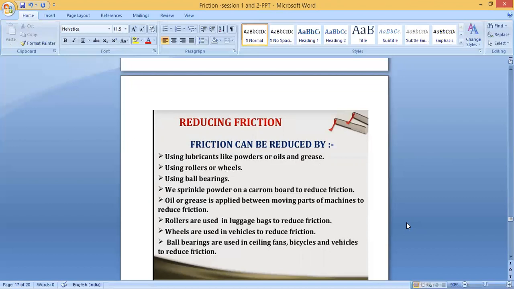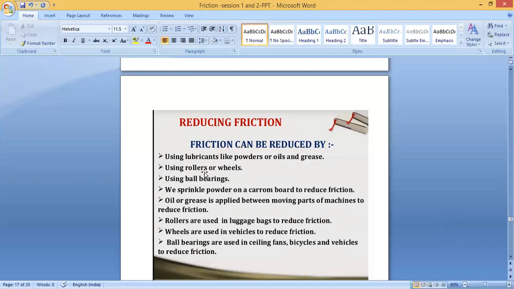Suppose you are traveling somewhere, you have one big luggage bag. You think there are no rollers, no wheels. You have to carry that bag. It will be very difficult for you to carry it, or you just drag it on the floor. It will be very tough to drag because the whole bag is touching the surface, that much friction it will experience. So friction is more and you will have more difficulty moving that bag.